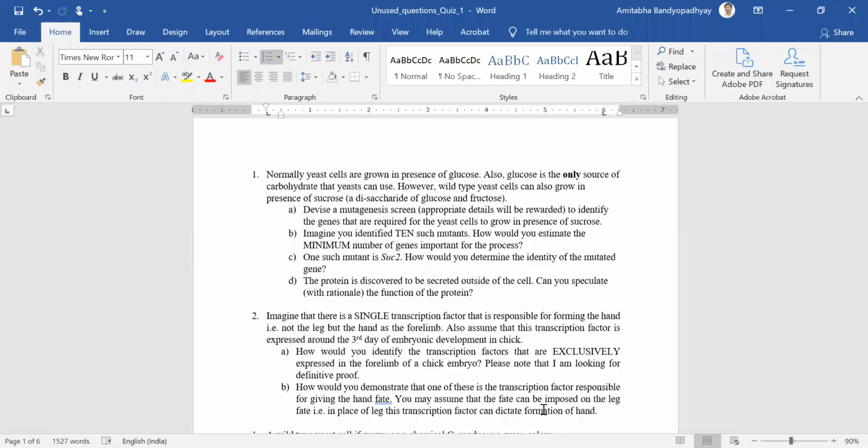Yes. And then you have to go for a definitive proof. So after you have found out what are the likely ones to be expressed only in the forelimb bud, then you should do RNA in situ hybridization. As I said, RNA-seq, microarray, these are only suggestions. These are not definitive proofs. Then you do RNA in situ hybridization and see for yourself which one is expressed exactly like TBX4, right? Like only in the forelimb bud, right?